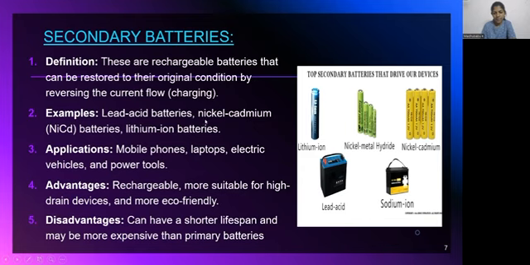Advantages of nickel cadmium batteries are that they are low cost, very large, and they can be used in high current applications. This consists of 2 volts.